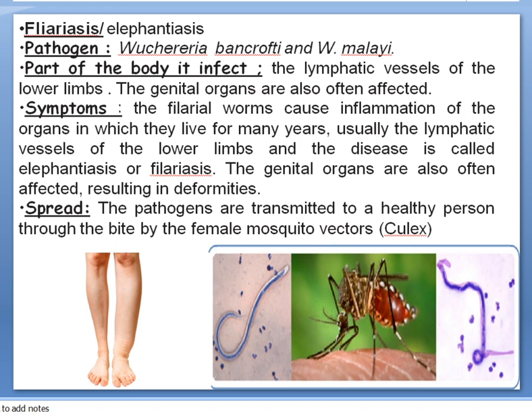Usually these parasites will be seen during the evening time and during the night in the body's peripheral part. During night time, in the peripheral blood circulation, these parasites will be present. That is why, when a person is suspected of elephantiasis, the blood samples will be collected during the night time.